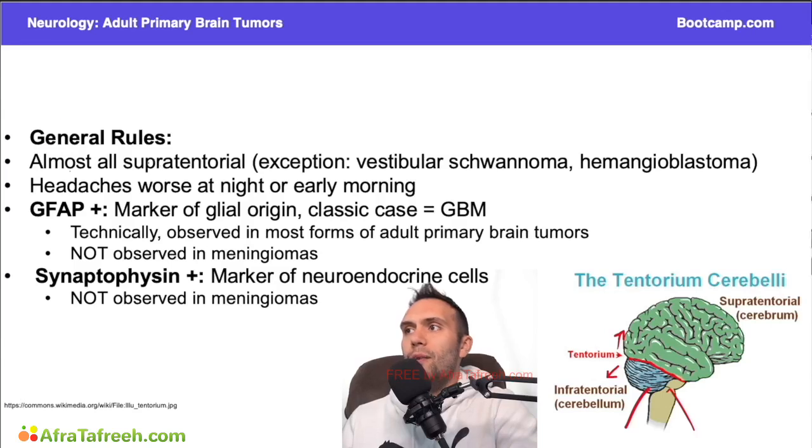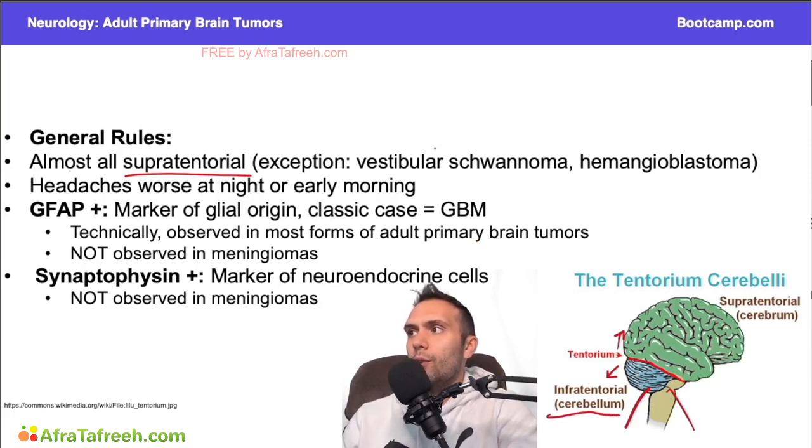Now, as we talked about in the last video, there are some general rules that I just want to put out there. That way we can make things a little bit more simple. So number one, most of these tumors are going to be supratentorial. Again, here's your tentorium. Everything above the tentorium is going to be supratentorial, and everything below the tentorium is going to be infratentorial. And classically, the things that are infratentorial are going to be things around the cerebellum, around the fourth ventricle. Now, there is an exception to this.